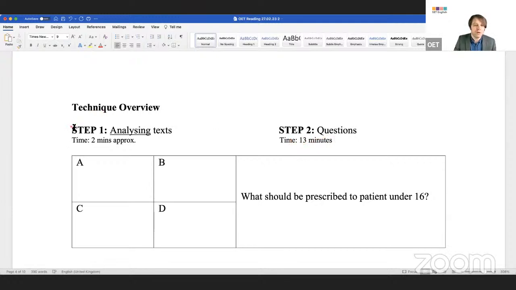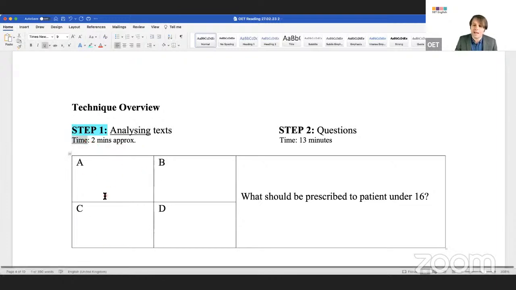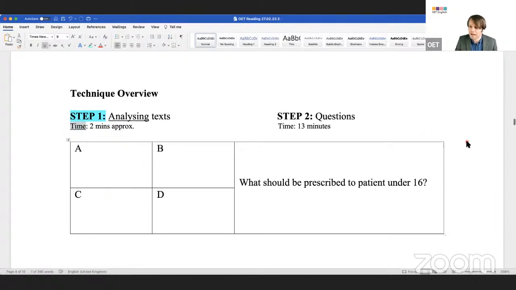Okay, but I want to focus today on step 1. Can I ask you guys to keep your microphones off, if that's okay? Because everyone can hear you if you don't, and it can be very distracting in the test. So we're going to focus on this, and we're going to look at today at analyzing texts.